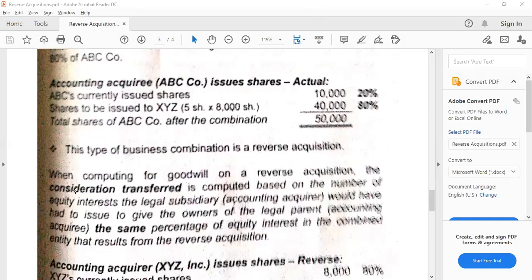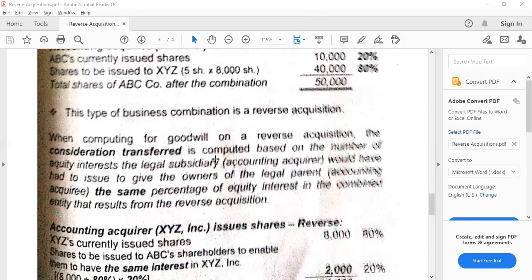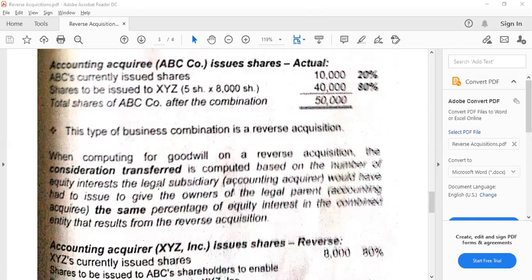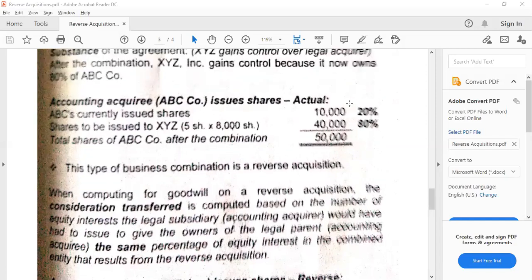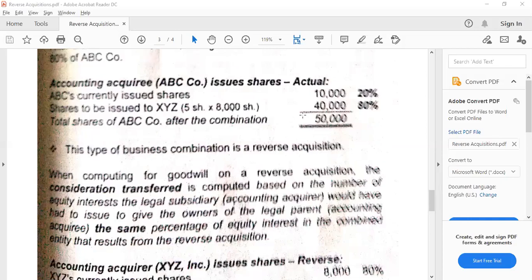Okay, so when computing for goodwill on a reverse acquisition, the consideration transferred is computed based on the number of equity interests the legal subsidiary or accounting acquirer, that is the private entity, would have had to issue to give the owners of the legal parent or accounting acquiree, that is the public entity or company or corporation, the same percentage of equity interest in the combined entity that results from the reverse acquisition. Remember, this is the result.